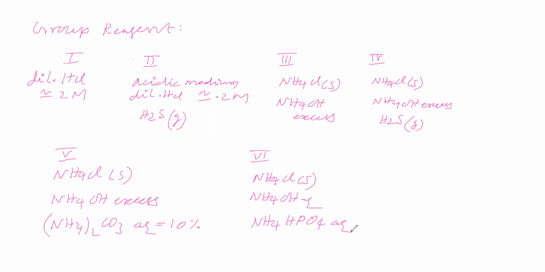For group 0, what is the reagent? A strong base is the reagent. For example, sodium hydroxide, calcium hydroxide, potassium hydroxide, like this. So these are the group reagents for the respective groups.